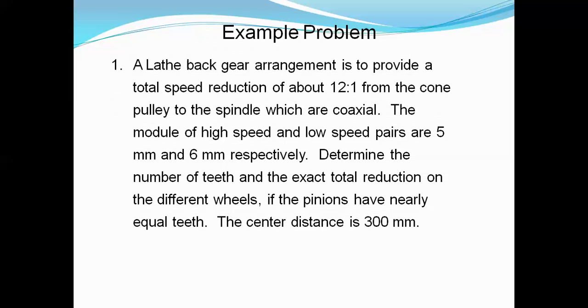Exact speed reduction. Now the speed reduction value is 12:1, but we have to calculate the exact speed reduction after calculating the teeth values. So, solution: first we write the given values, that is, the central distance, 300 mm. The formula is C equals (D1 plus D2) by 2, where D1 is the diameter of the pinion and D2 is the diameter of the wheel.